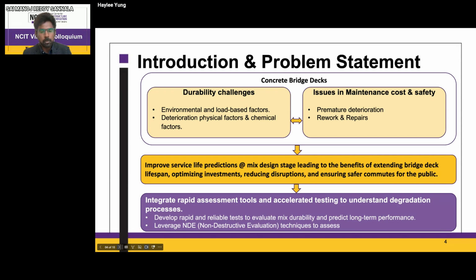So what is the solution for these issues? To predict the service life of the bridge at the mix design stage. Early prediction of the service life is going to prevent deterioration, extend the bridge life, and optimize the investments. So how are we going to do it? In our research, we have integrated rapid assessment tools and accelerated testing procedures to understand the degradation of concrete at the mix design stage and predict the long-term performance of the concrete.